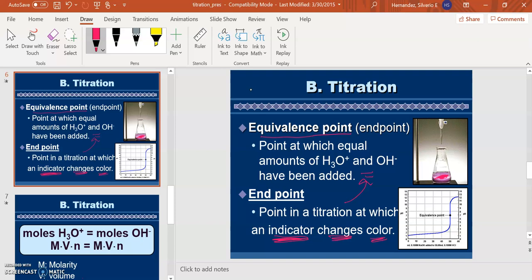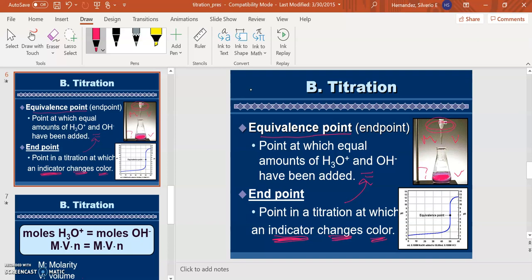And that indicator is placed into the unknown solution. So up here, whatever's in this beaker is usually the concentration that we don't know. So we usually know the volume, but we don't know the concentration. And what's in this apparatus up here on top, we know the volume and we know the concentration of.